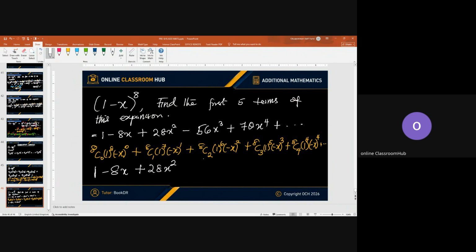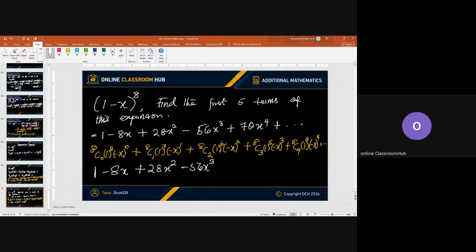Then we'll use our calculator to find the value of 8 combination 3. And that will give us 56. Likewise, the 1 will not have any effect here. The negative x exponent 3 is negative. So this expression will become negative 56x cubed.